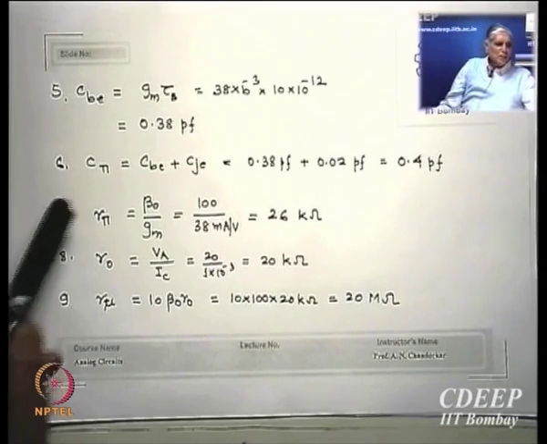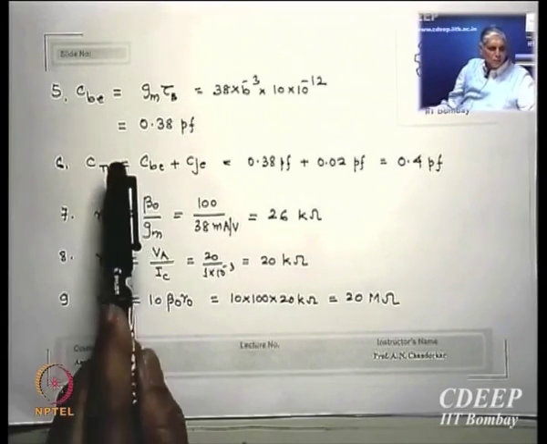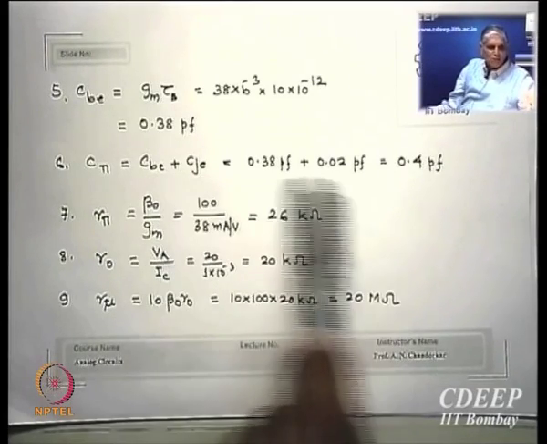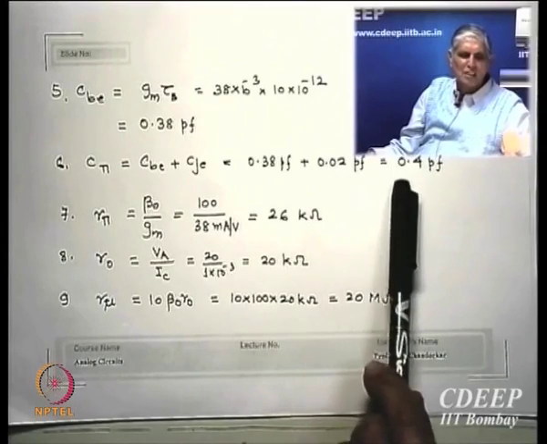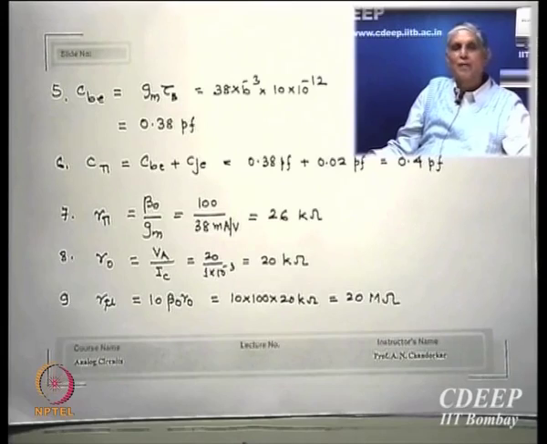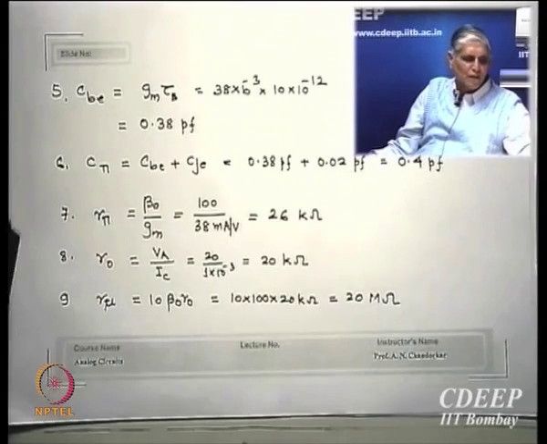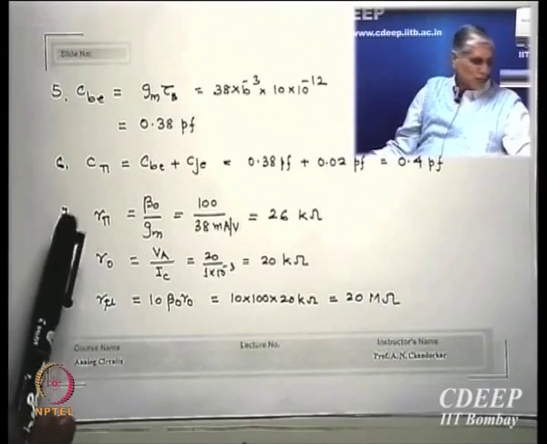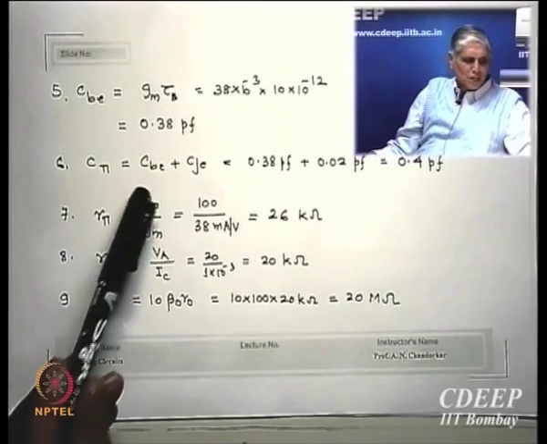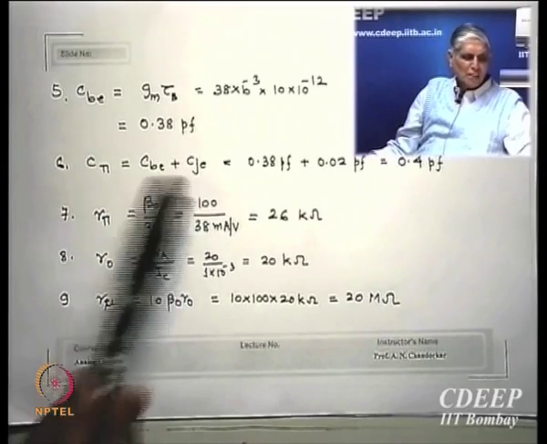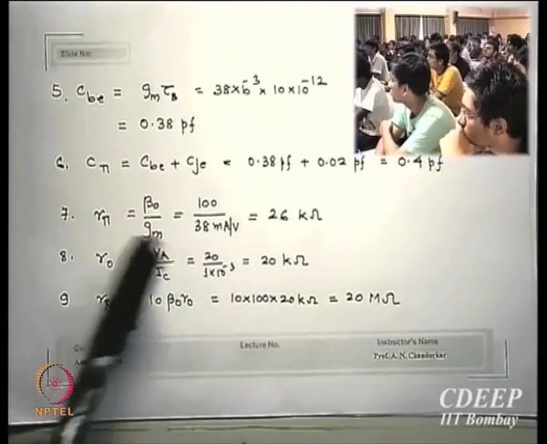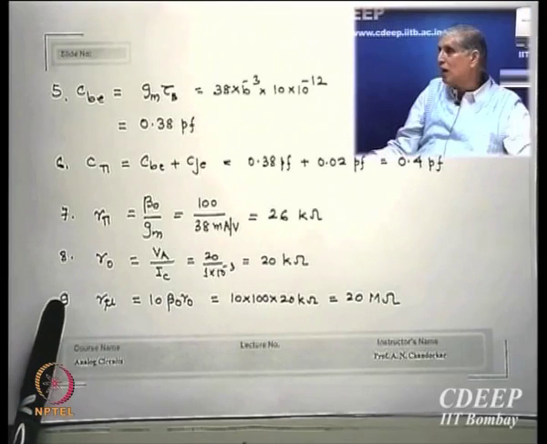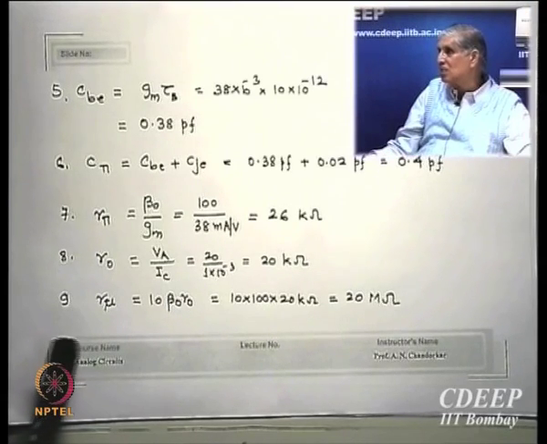Okay, we can calculate therefore the net CPI as CBE plus CJE, which is 0.38 picofarad. Just we calculated, 20 femtofarad is 0.02 picofarad, so it is roughly 0.4 picofarad is the CPI value. Is that correct? By similar expressions which we already told you, R pi is beta 0 by GM, and beta 0 is 100, GM is 38 milliamp per volt, so it is around 2.6 kilo ohm, which is not a very small value. Please remember, R pi is 2.6 kilo ohms.